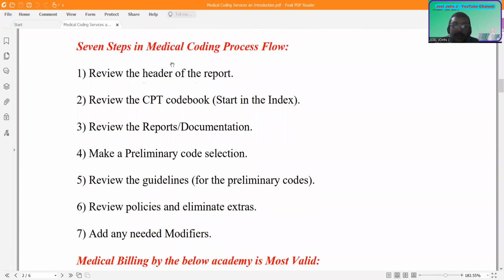Okay, so commonly there are 7 steps in the medical coding process flow. Let's review the header of the report. Review the CPT code book starting in the index. So you have to review the CPT code book. As you gain expertise and become a senior level person, there are now a lot of software tools to help you with that.